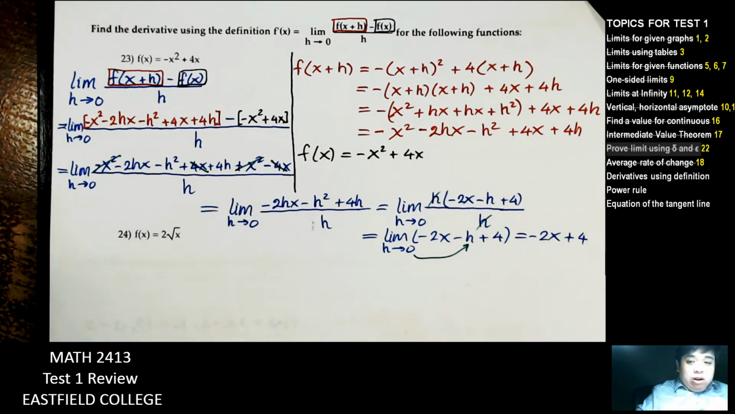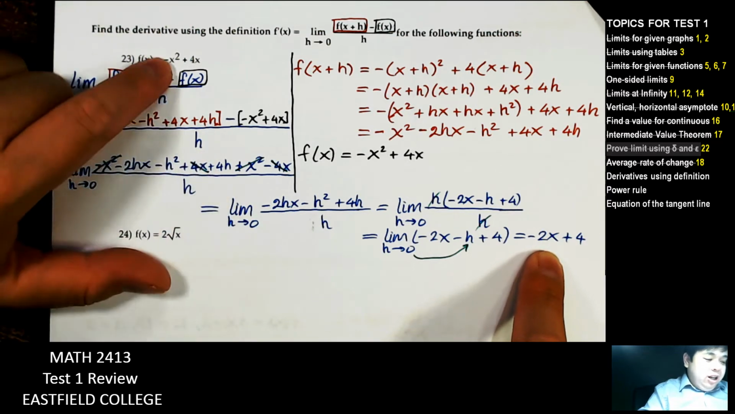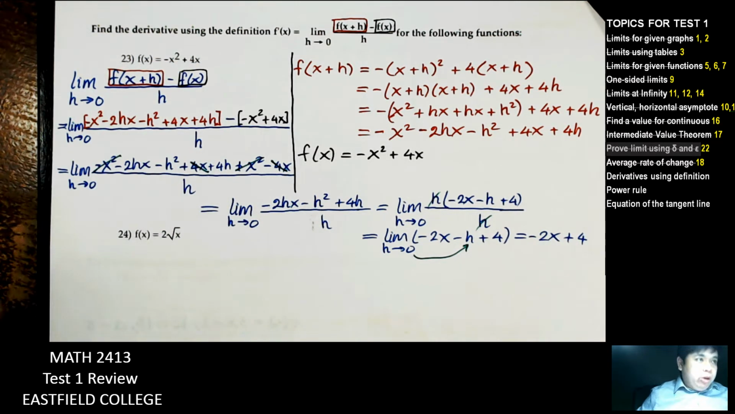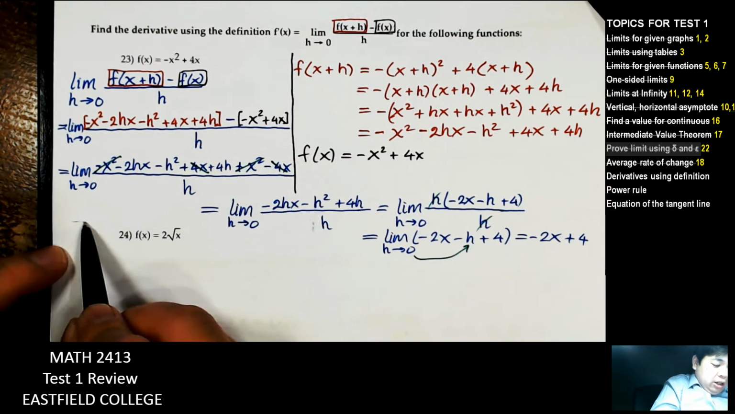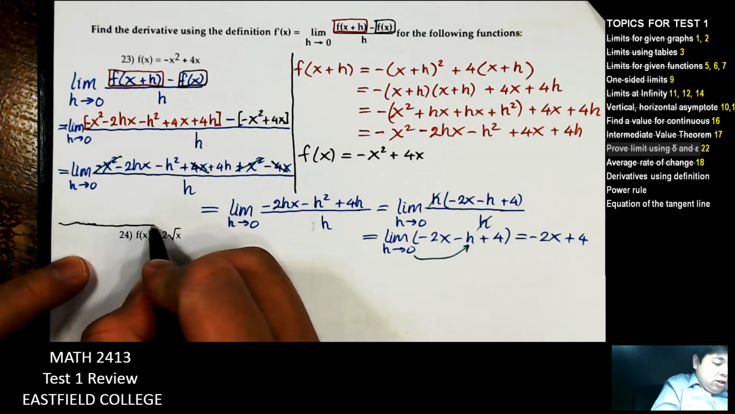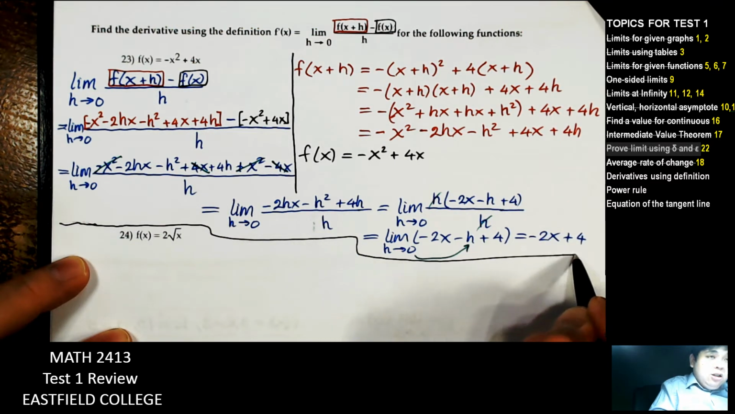Of course, this question specifically asks us to use the definition. Otherwise, if we use the power rule, we can go directly to negative 2x plus 4, straightforward. On the test, you need to demonstrate that you can use the definition of derivative to find the derivative.